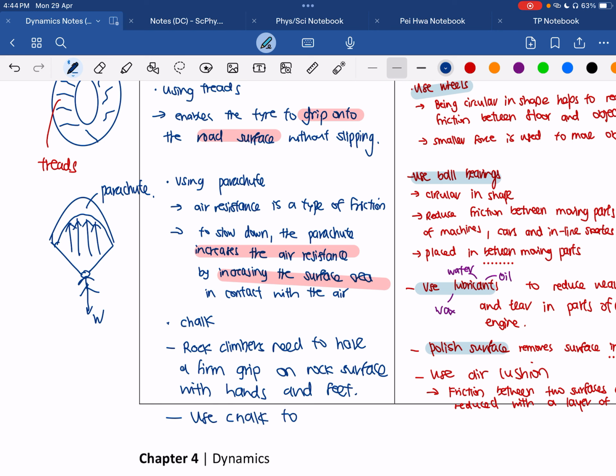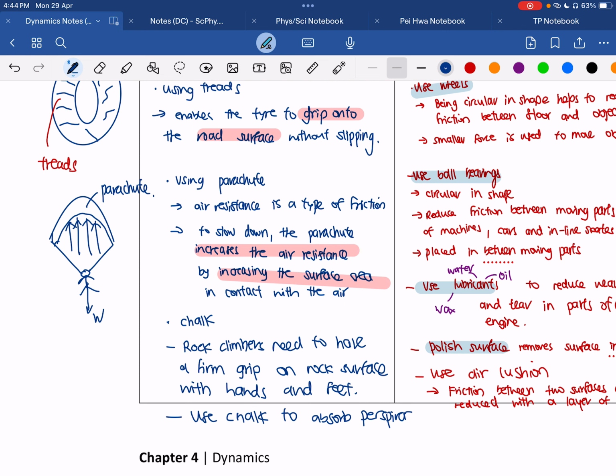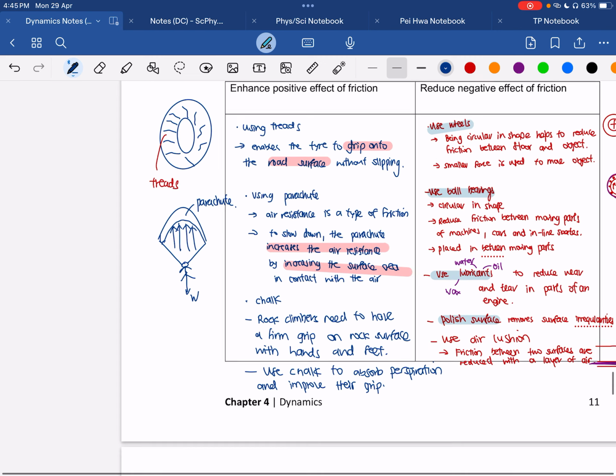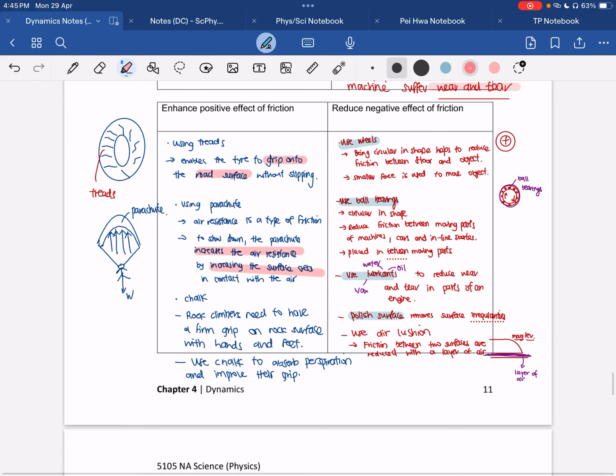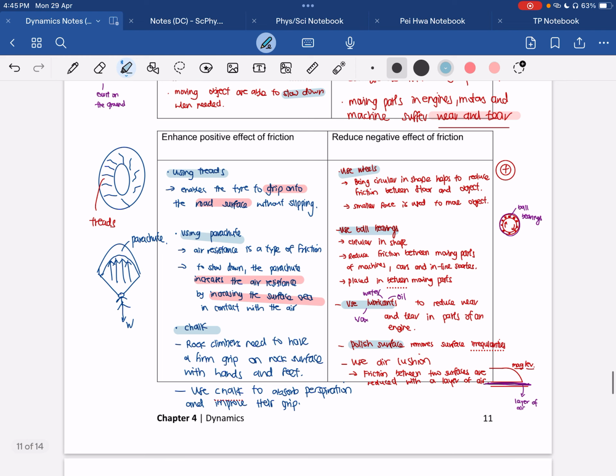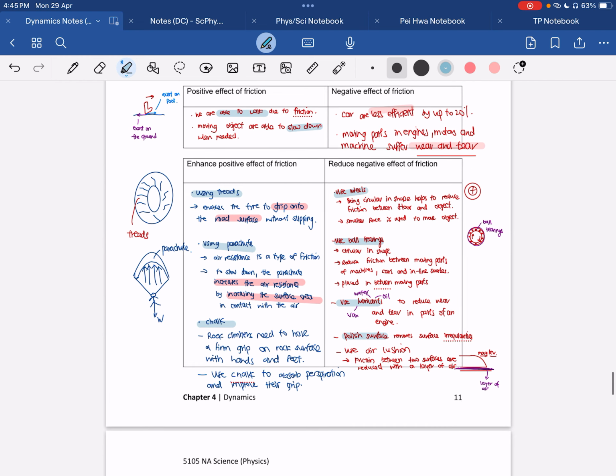to first absorb perspiration because it's water, so it could end up slipping, right? And improve their grip. Alright, so these again are the three methods to improve or enhance the positive effect of friction. Right, and there you have it.